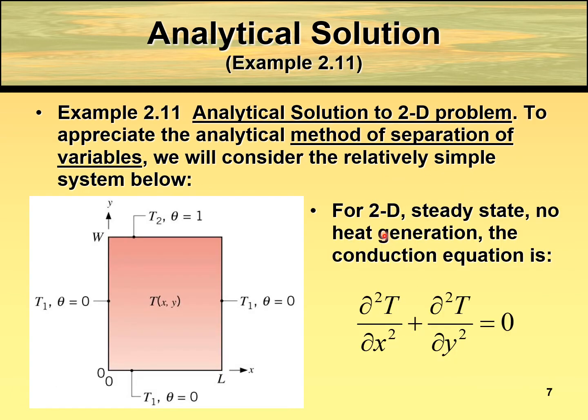So the idea here is we want to solve for a 2D steady state no heat generation problem by using this conduction equation, where this takes care of the x direction and this takes care of the y direction, and this equals 0 because we say that there is no heat generation. If there's a heat generation, this will not be equal to 0, which we will see in a while.